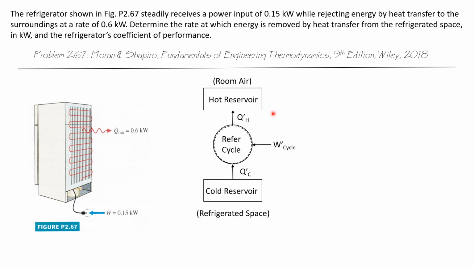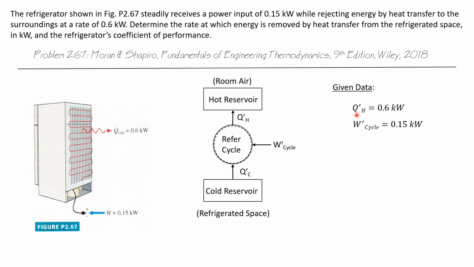So let's look at a schematic of this refrigeration system. At the heart of it, we have this refrigeration cycle, and it receives a steady power input, we'll call W dot, that drives the refrigeration cycle. And this causes energy to be transferred at some rate, Q dot C, from the refrigerated space to the refrigeration cycle. And the refrigeration cycle then delivers energy to the room air at a rate of Q dot H.